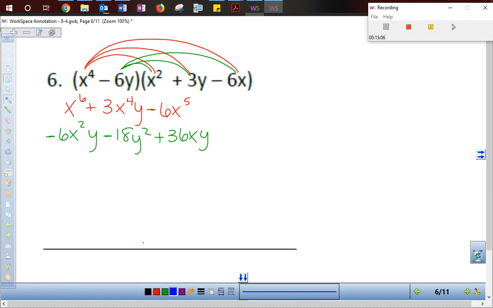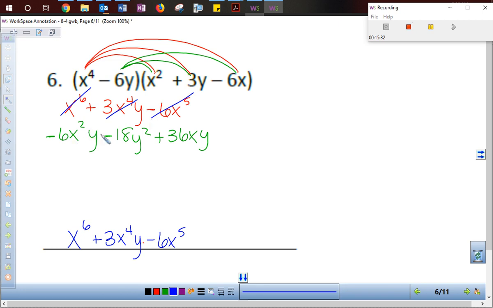Now let's go through and combine our like terms. First, I have an x to the 6th. If I look through, there are no additional x to the 6ths, so I'm going to bring it down and cross it out. Next, I have a 3x to the 4th y, but I don't see any other x to the 4th y's, so again, I'm going to bring it down and cross it out. Next is an x to the 5th, and again, I don't have any other x to the 5th, so bring it down and cross it out.